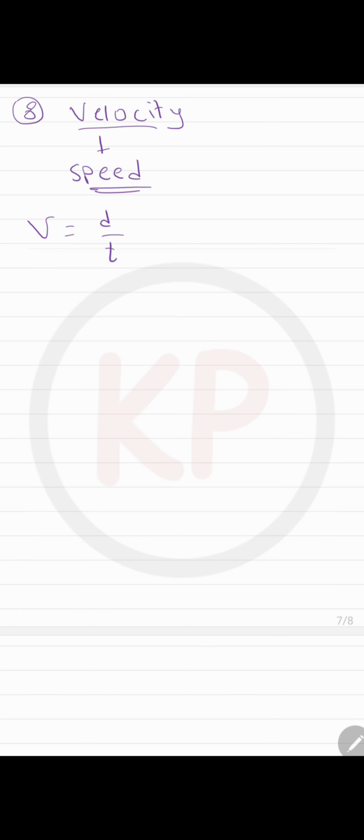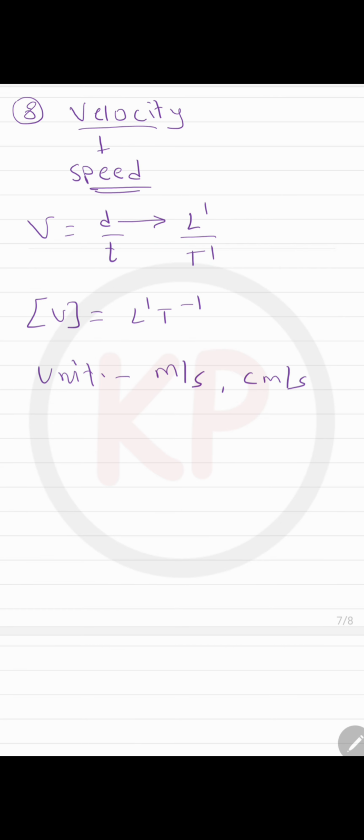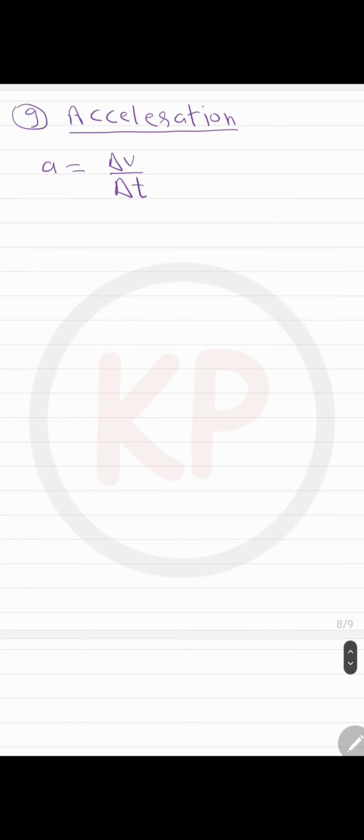See, I will not be writing down the units and dimensional formula directly. I will be clearing some concepts as well. So please concentrate. So V is equal to d by t. D is the distance. Distance means length. So length is L1. Time is T1. So we'll say the dimensional formula of velocity is L1 T minus 1. Its unit will be meter per second in MKS and centimeter per second in CGS. I will suggest you write down the units and dimensional formula as I'm writing down here. It will be very helpful for you.